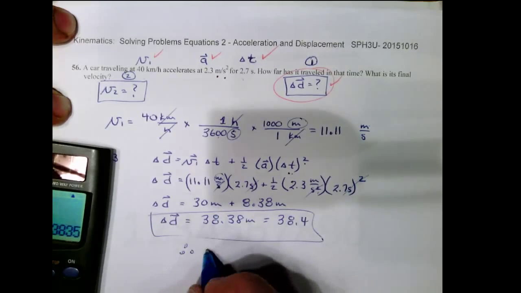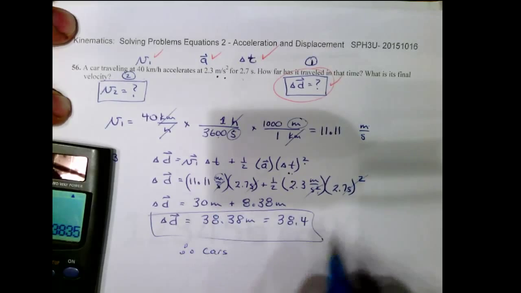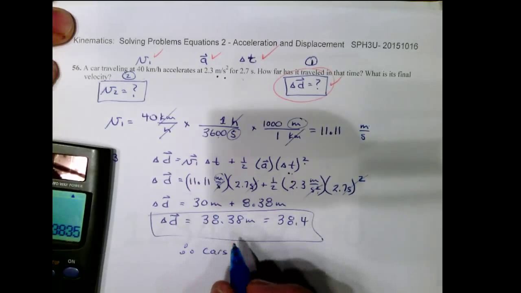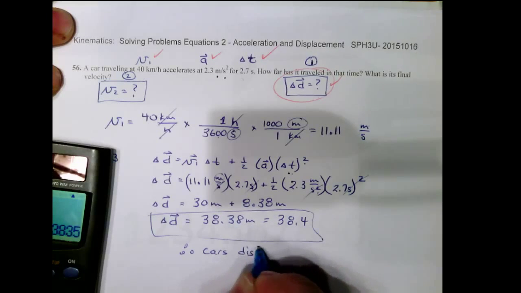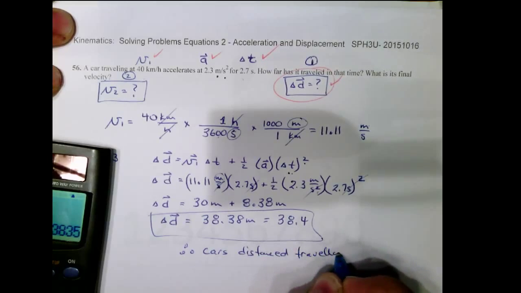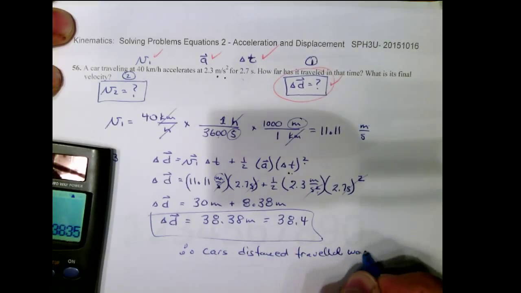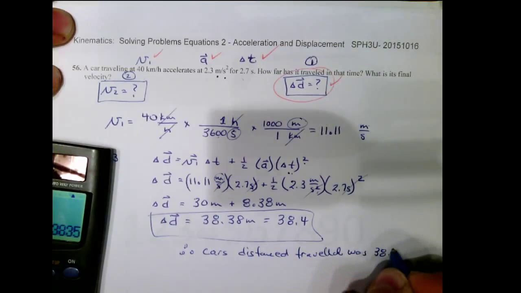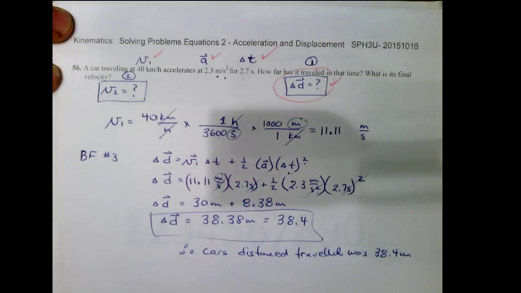Therefore, the car's distance traveled was 38.4 meters. Second question, we have to find V2.